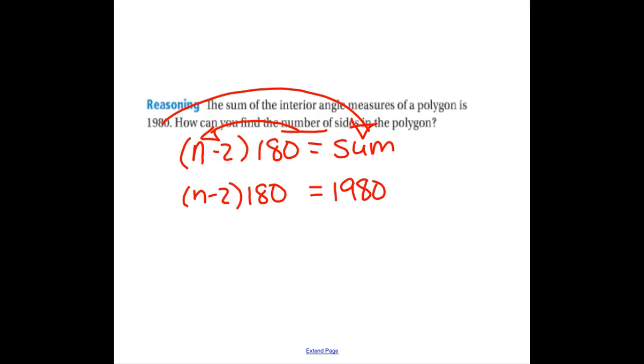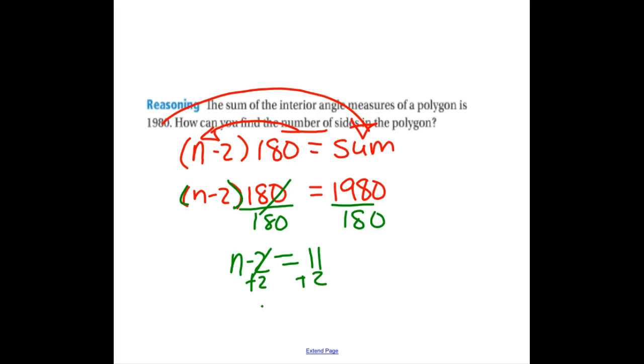Now, many of you might see parentheses and go, distribute. I wouldn't recommend you do that. You can, it's just going to take you longer to finish the problem. What I would do is notice that these parentheses are being multiplied by 180 and nothing else is happening on that side of the equation. So what I can do to start off with is in fact just divide both sides by 180 and I get n minus 2 equals 11. Now I add 2, and I get n equals 13. The number of sides in the polygon is 13. So we would say 13 sides.